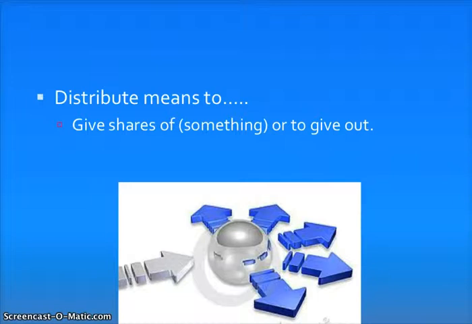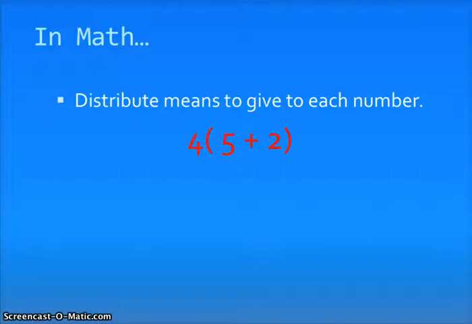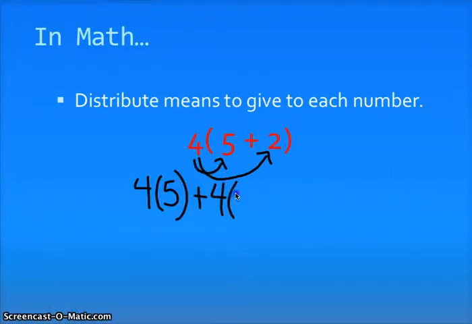Distributive means to give shares of something or to give out. When looking in math, we distribute to give to each number. So for example, in this problem, we will distribute the 4 to the 5 as well as the 4 to the 2. So this problem can be written as 4 in parentheses 5, which also means multiplication, plus 4 times 2.